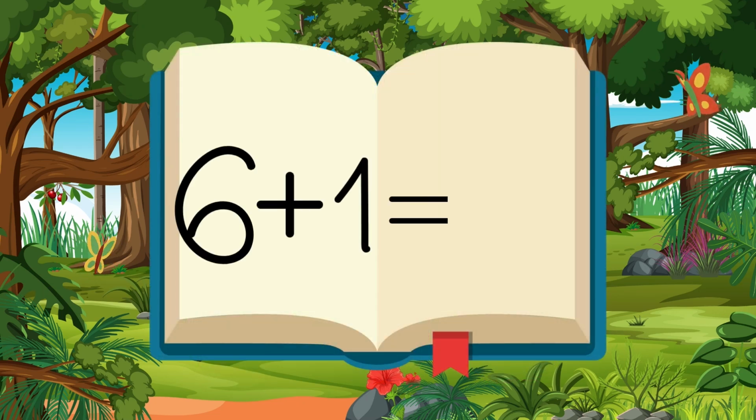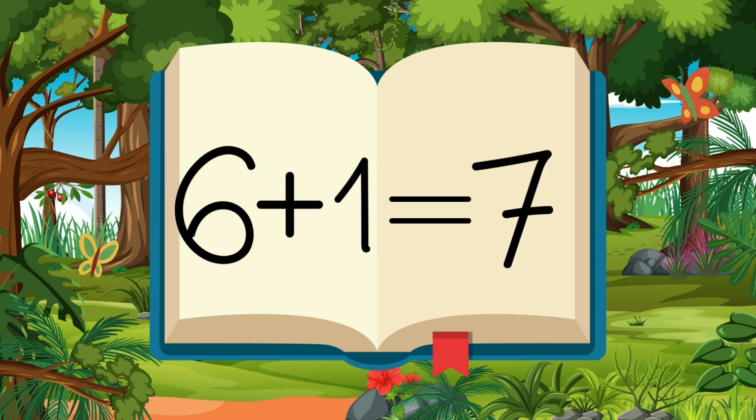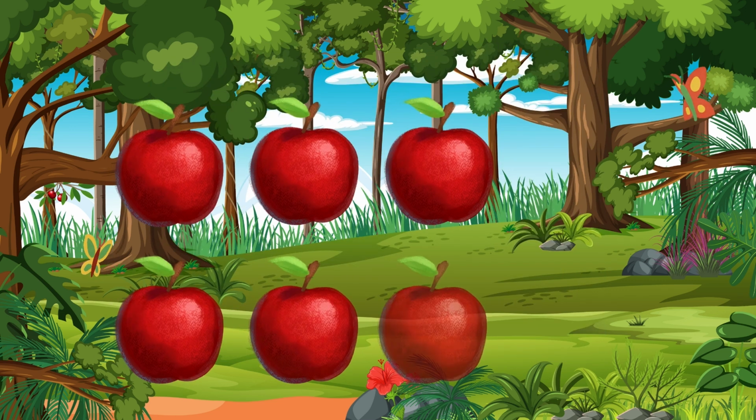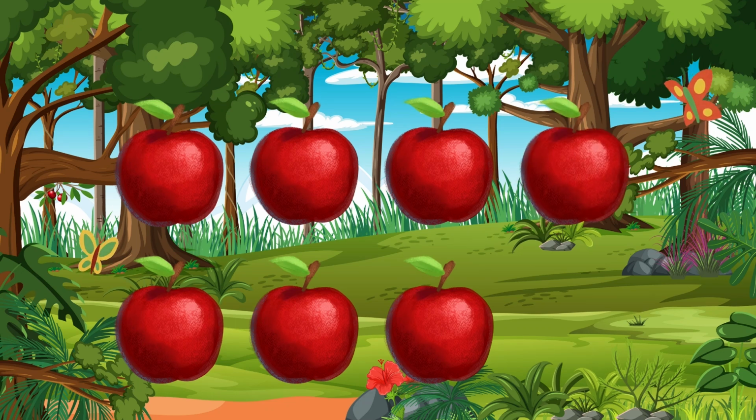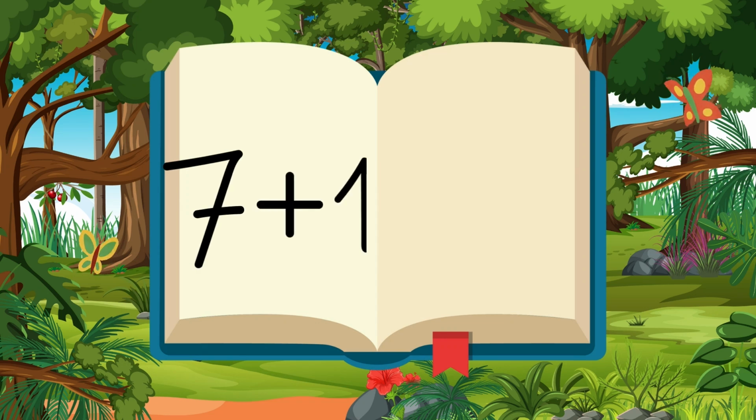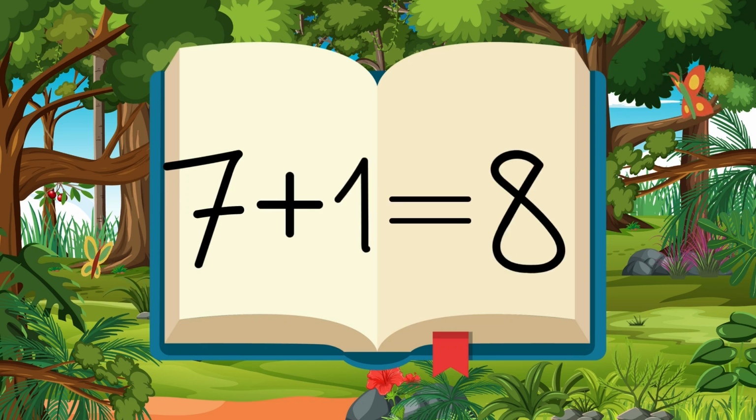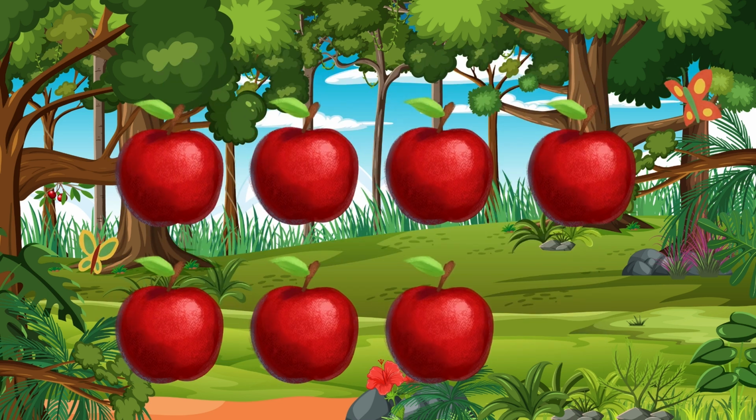6 plus 1 equals what? The answer is 7. We have 6 apples, add 1 more apple, so we have 7 apples. 7 plus 1 equals what? The answer is 8. We have 7 apples, add 1 more apple, so we have 8 apples.